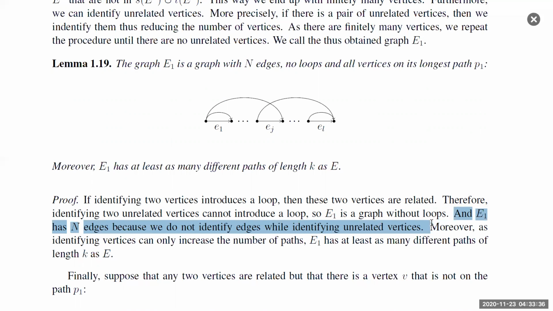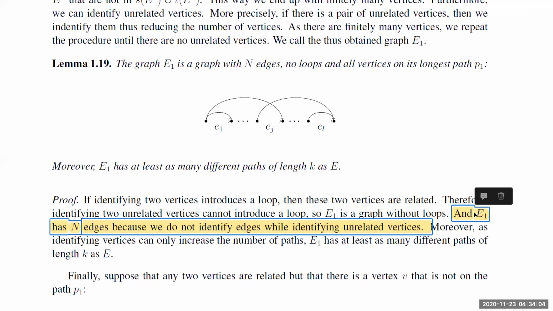That's an obvious remark that E1 has, again, n edges because we do not identify the edges while identifying unrelated vertices. Remember, what we do, we just identify vertices, but we drag along all the edges. No edge, no pair of edges gets identified in the process, right? This is just identifying vertices, not identifying the edges. So the number of edges remains constant, it's n.